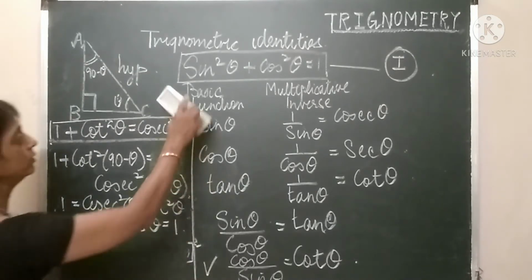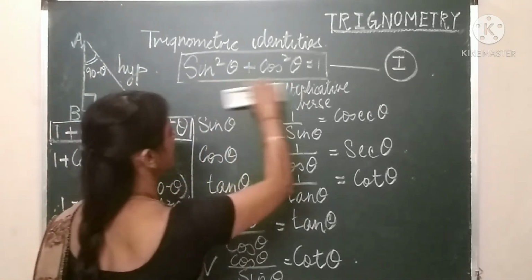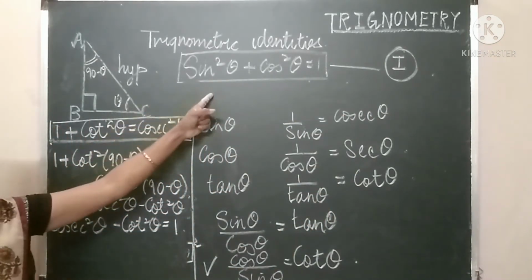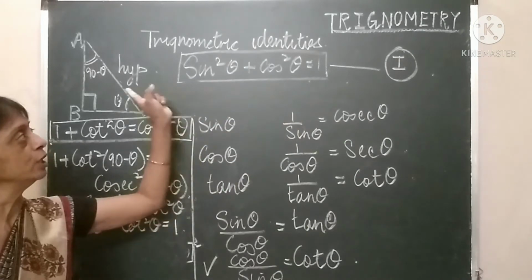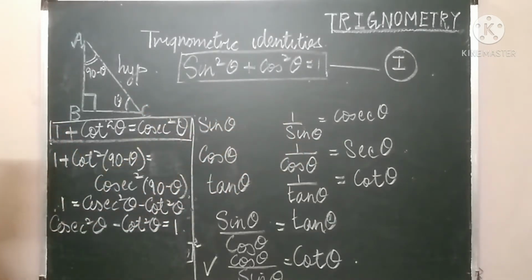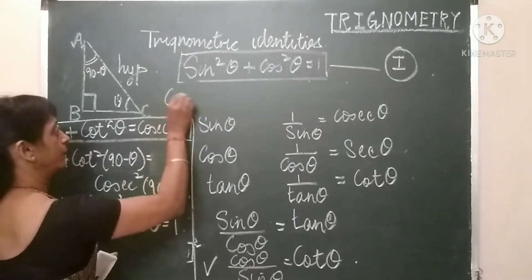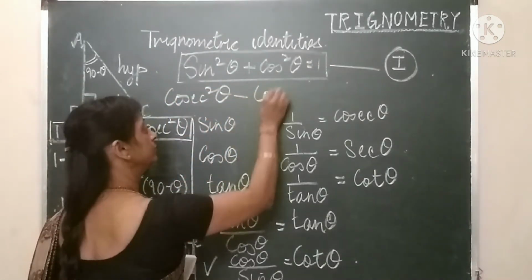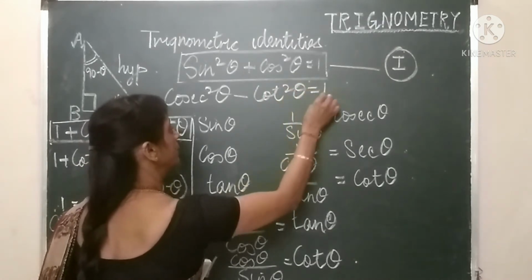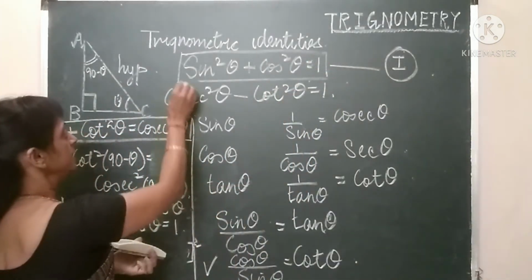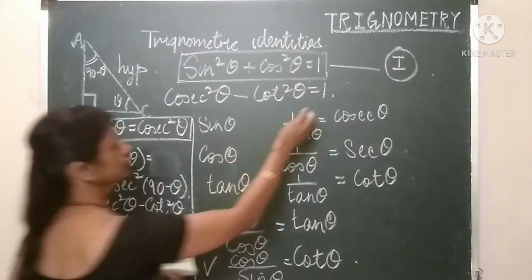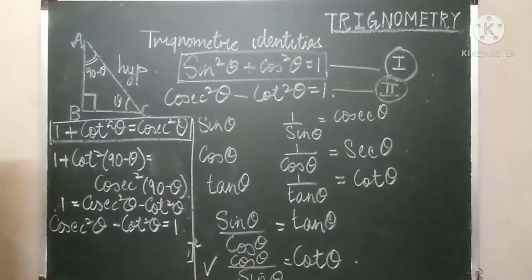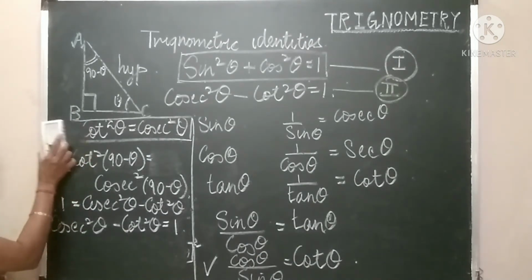So let's write it down. The second identity, and how did we get that identity? By dividing the first identity sine square theta plus cos square theta is equal to 1 throughout by sine square theta. So that was cosec square theta minus cot square theta is equal to 1. This is the second identity.